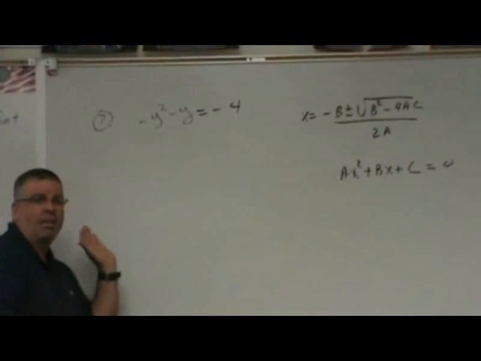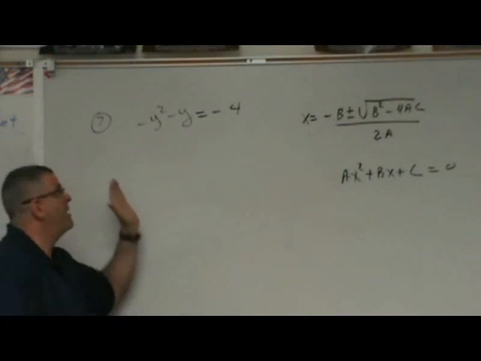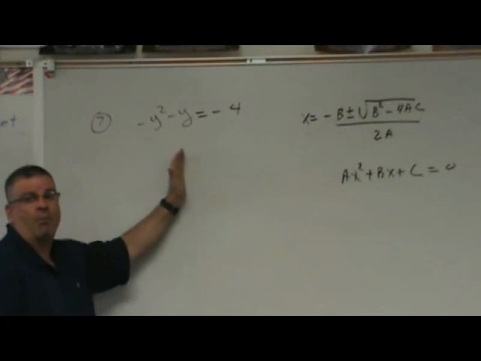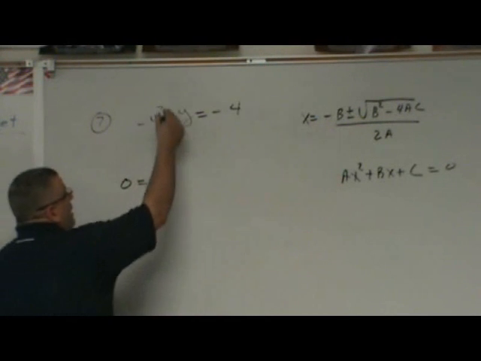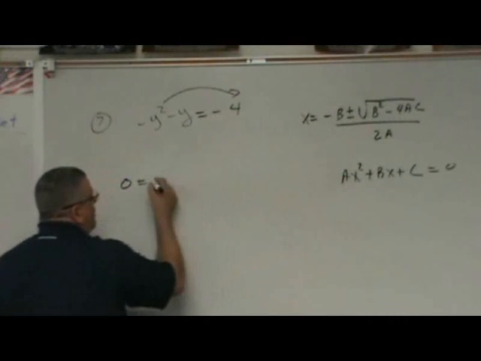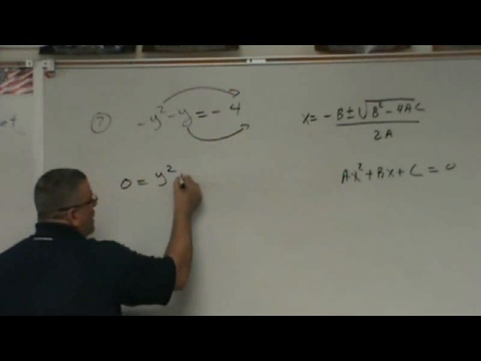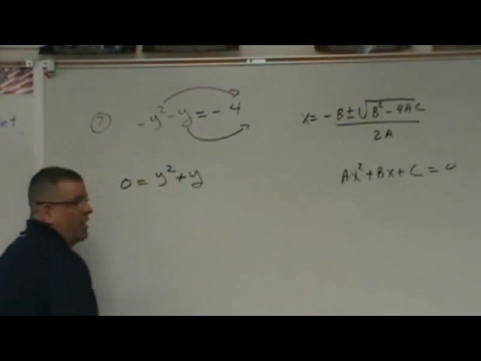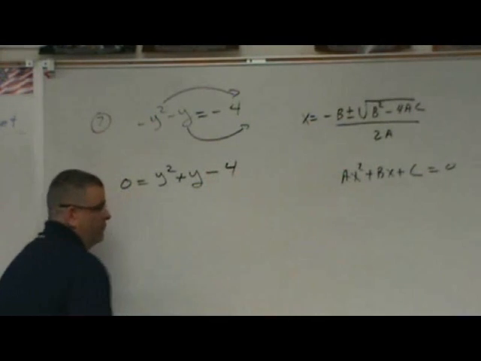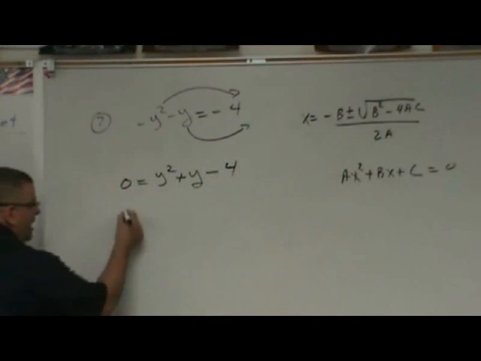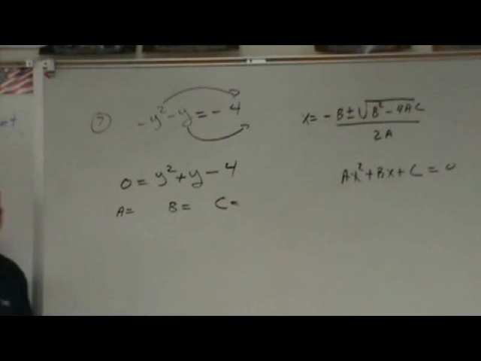I don't know if your teacher taught this. You can take stuff over the equal sign as long as you flip the sign. So I'm going to take the negative y squared and the negative y over to the right and leave a 0 here. If I take this across, it becomes positive. If I take this across, it becomes positive. The negative 4 is already on the right, so I'm going to leave it over there. Negative 4. Next thing you need to figure out is what's A, B, and C.